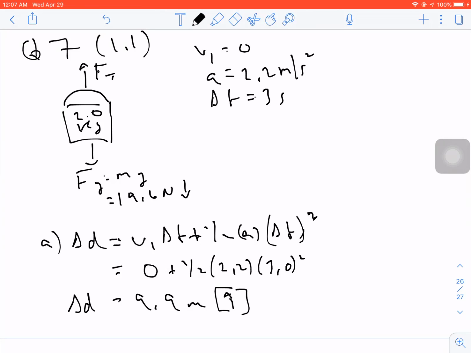Question 2 says, calculate the work done by each of the forces acting on the bucket. So if I look at the forces that are acting on the bucket, I can see that gravity is acting on the bucket and the tension's acting on the bucket. But I don't know what the force of tension is. So before I can do anything here, I need to calculate the force of tension.